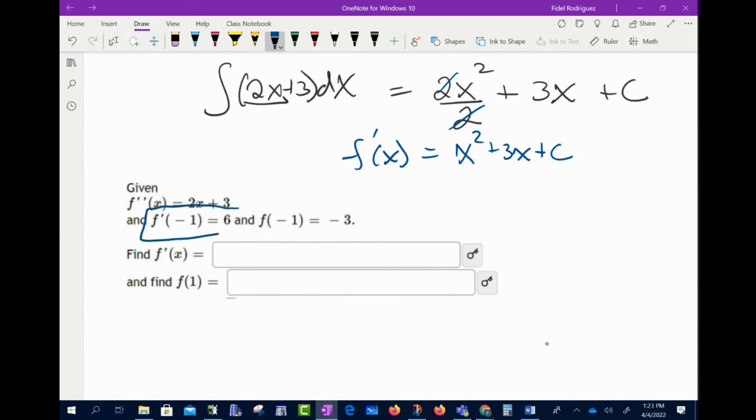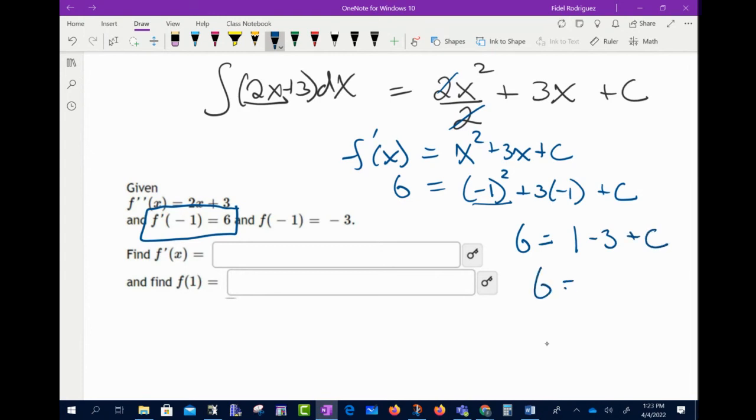They gave me another piece of information. They said that f prime of -1 was equal to 6. So this is going to be equal to 6 when x is equal to -1. So let's see if we can find our value of c. I have 6 equals, let's see, -1 squared is 1. 3 times -1 is -3, plus c. So 1 minus 3 should give me a -2 plus c.